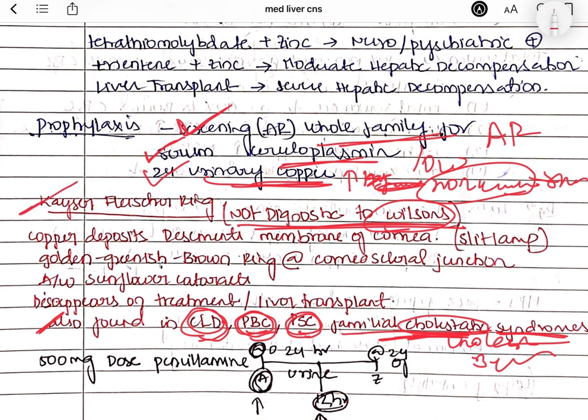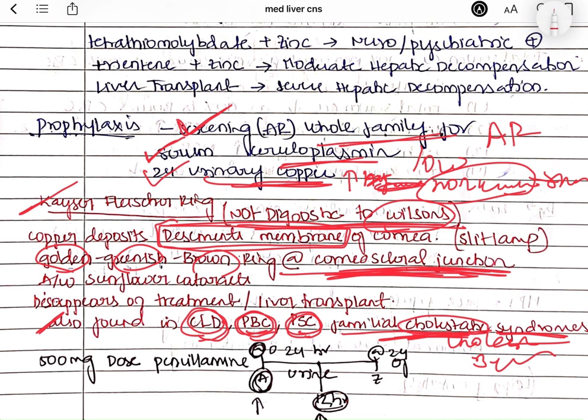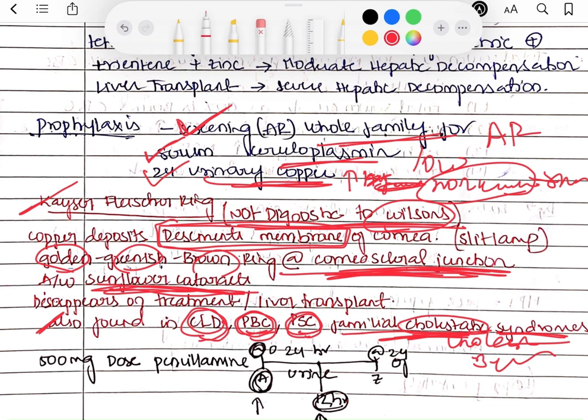So what is happening here? The copper is getting deposited in the cornea in the Descemet's membrane, right? So which will lead to this golden greenish brown color at this corneoscleral junction, and also it can be associated with sunflower cataracts in case of this Wilson's disease, and it is disappearing on the treatment. It is an important point to remember. And also if the liver transplantation is done, this Kayser-Fleischer ring will go away.